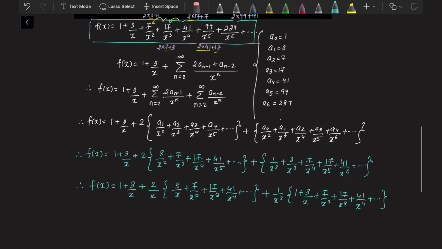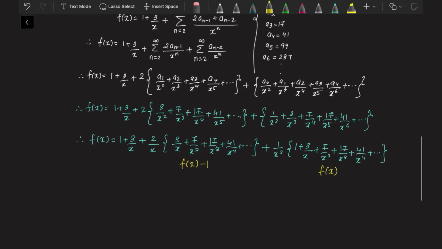Okay, now look carefully and just try to match this particular pattern with the pattern of f of x. So it's very clear to say that yes, the second bracket that we have obtained is directly equal to f of x, so it can be replaced as f of x. Now what about this one? So it is almost f of x, all it is not having is the term 1, rest all the terms are as it is, so it can be written as f of x minus 1, and henceforth we will have a final equation as f of x equals 1 plus 3 upon x plus 2 upon x multiplied by f of x minus 1, and at the end plus f of x upon x square.